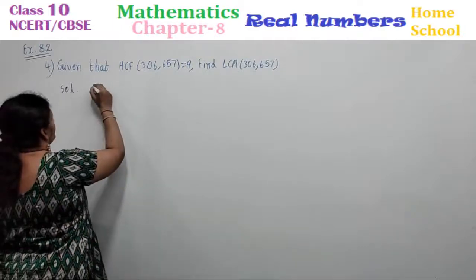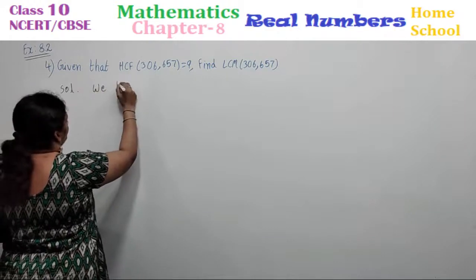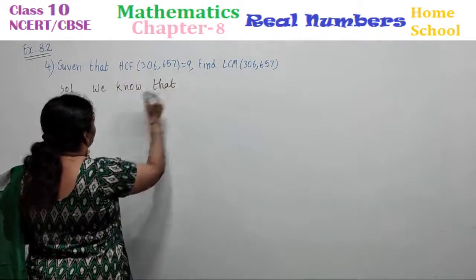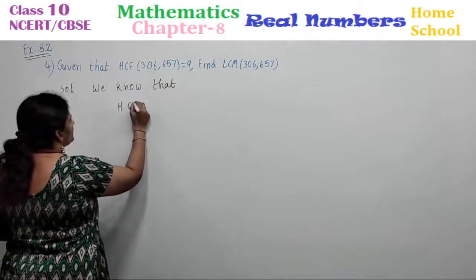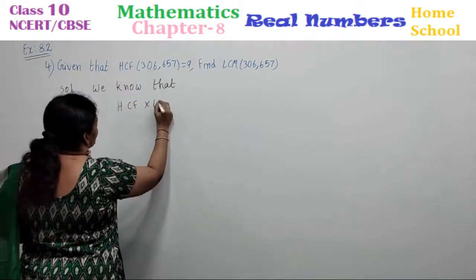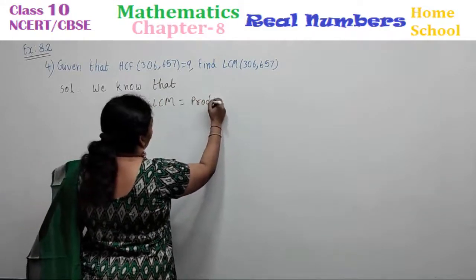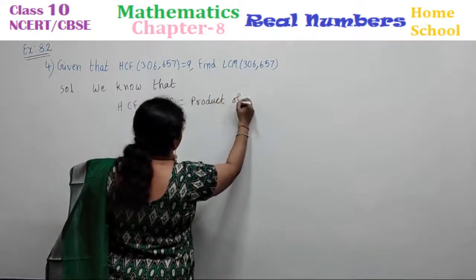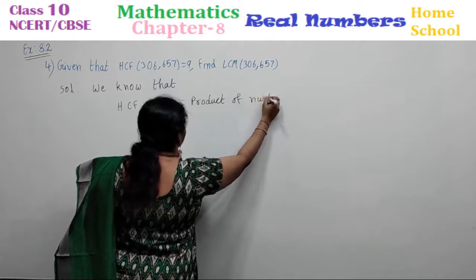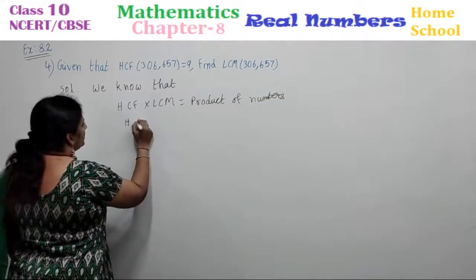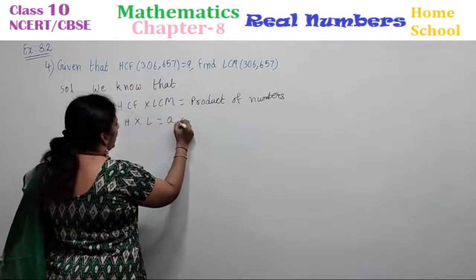Let us start here. We know that, what do we know, children? We know HCF into LCM is equal to the product of the numbers. Product of numbers means what? H into L is equal to A into B.